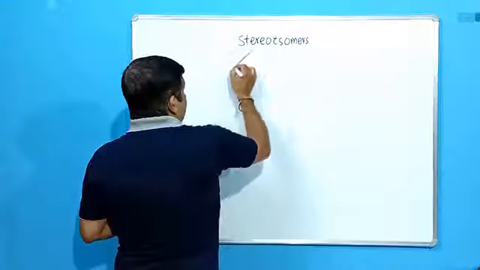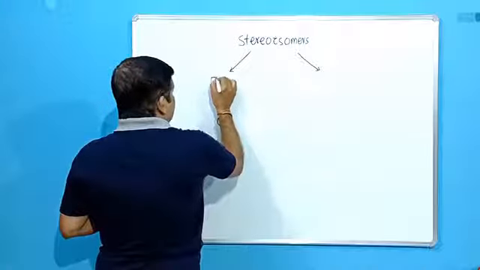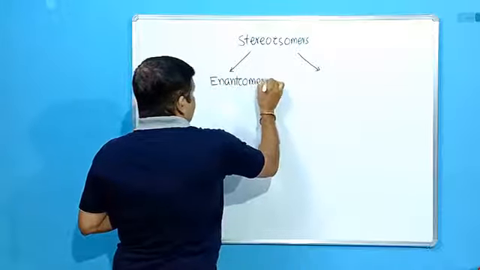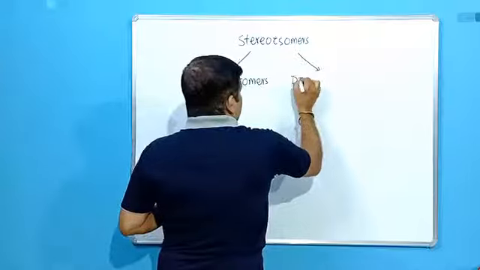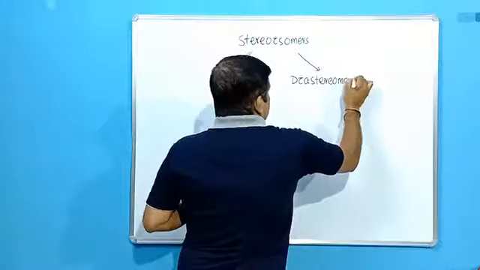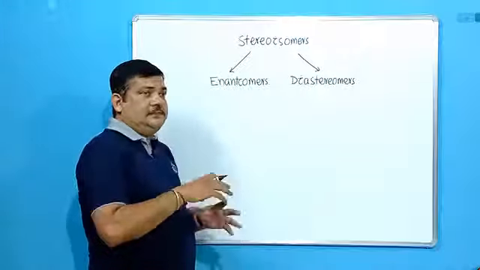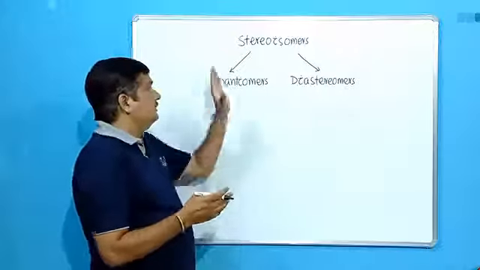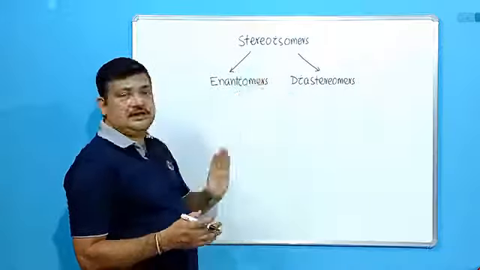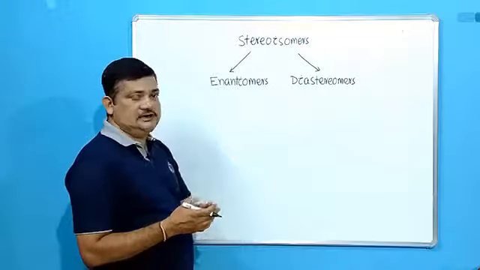So stereoisomers can be of 2 types. That is enantiomers and diastereomers. Okay. So any compound which can have different spatial orientation, thereby giving different conformations, different molecules, are known as stereoisomers. This is the definition. So stereoisomers can be of 2 types, enantiomers and diastereomers.